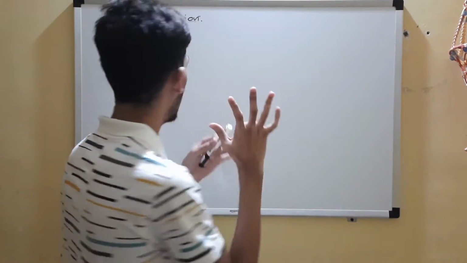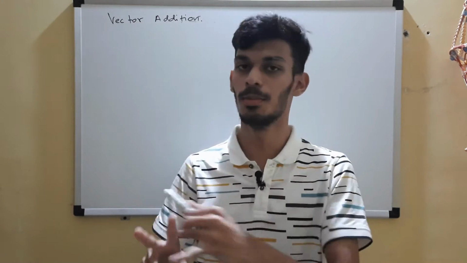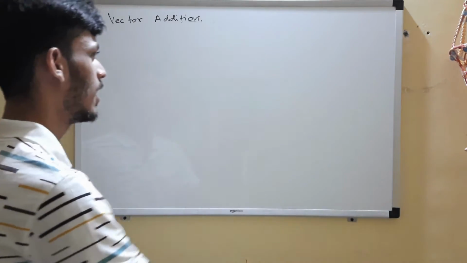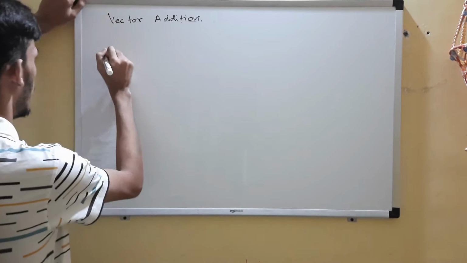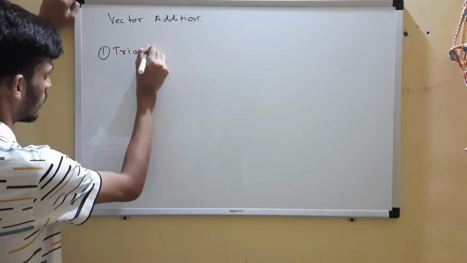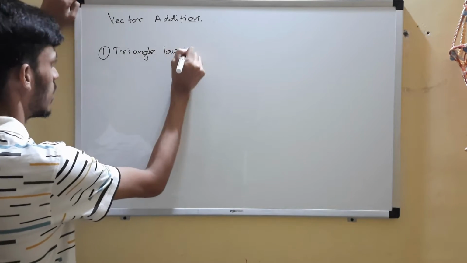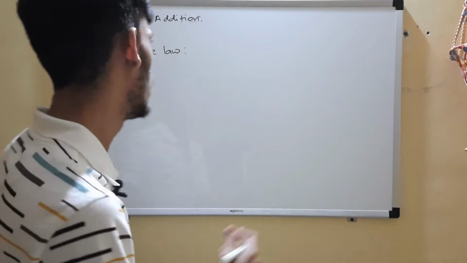So for addition and subtraction of vectors, we have two laws, namely the triangle law and the parallelogram law, which we'll be studying, and we'll apply those to get the result. So how do you add and subtract two vectors? These answers you will get through the triangle and the parallelogram law.